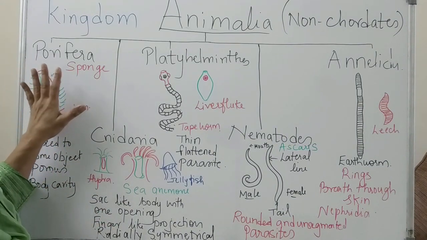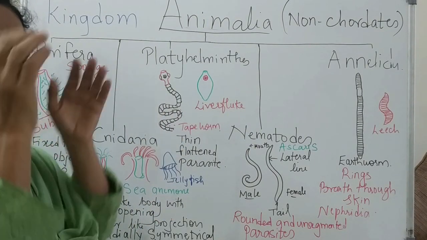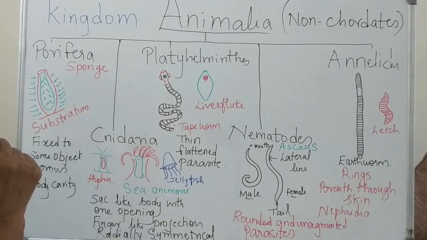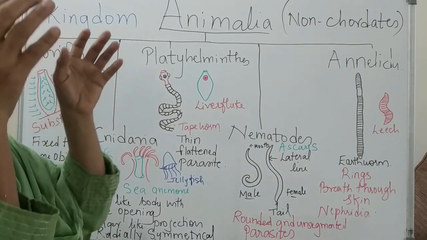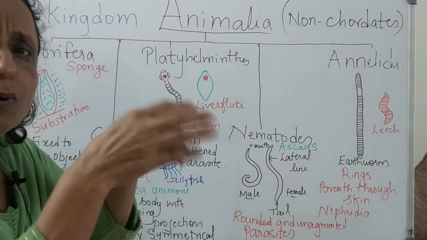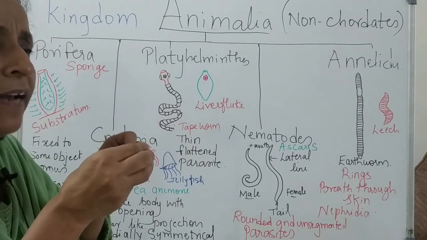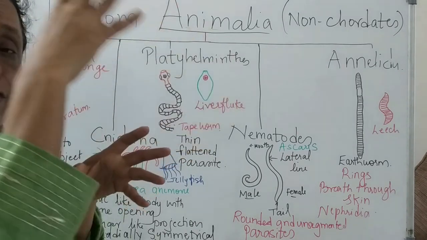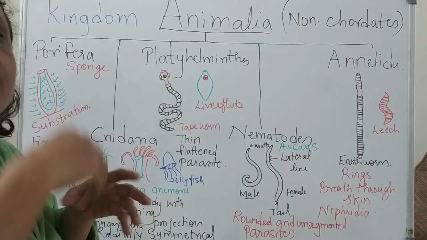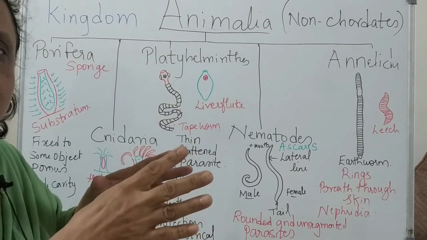Now it starts with Porifera. Pori means full of pores. The body has got pores throughout the body. The classic example is sponge. The water enters through the pores, it carries the nutrients required for the animal, and a wave is formed inside the body. There is a cavity, the spongocele, the water flows through the cavity and through the mouth and gives all the substances which are required by the organism.